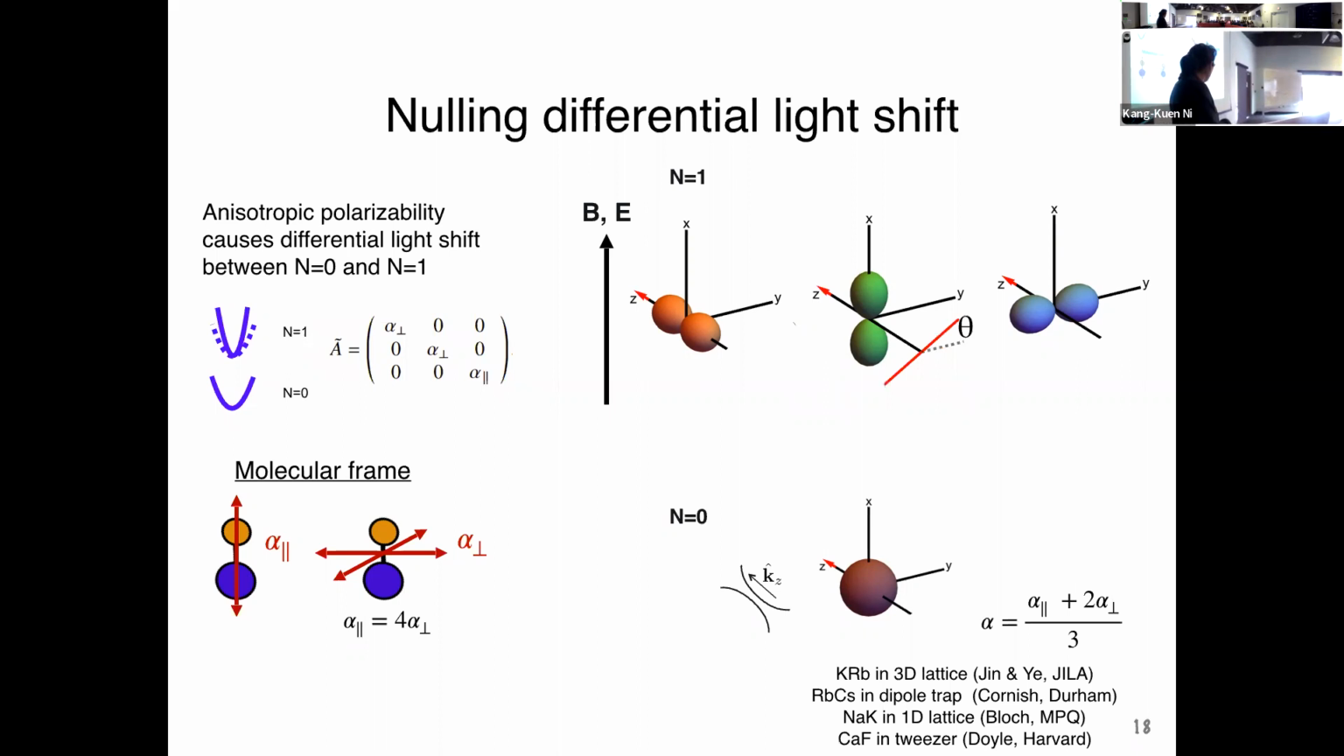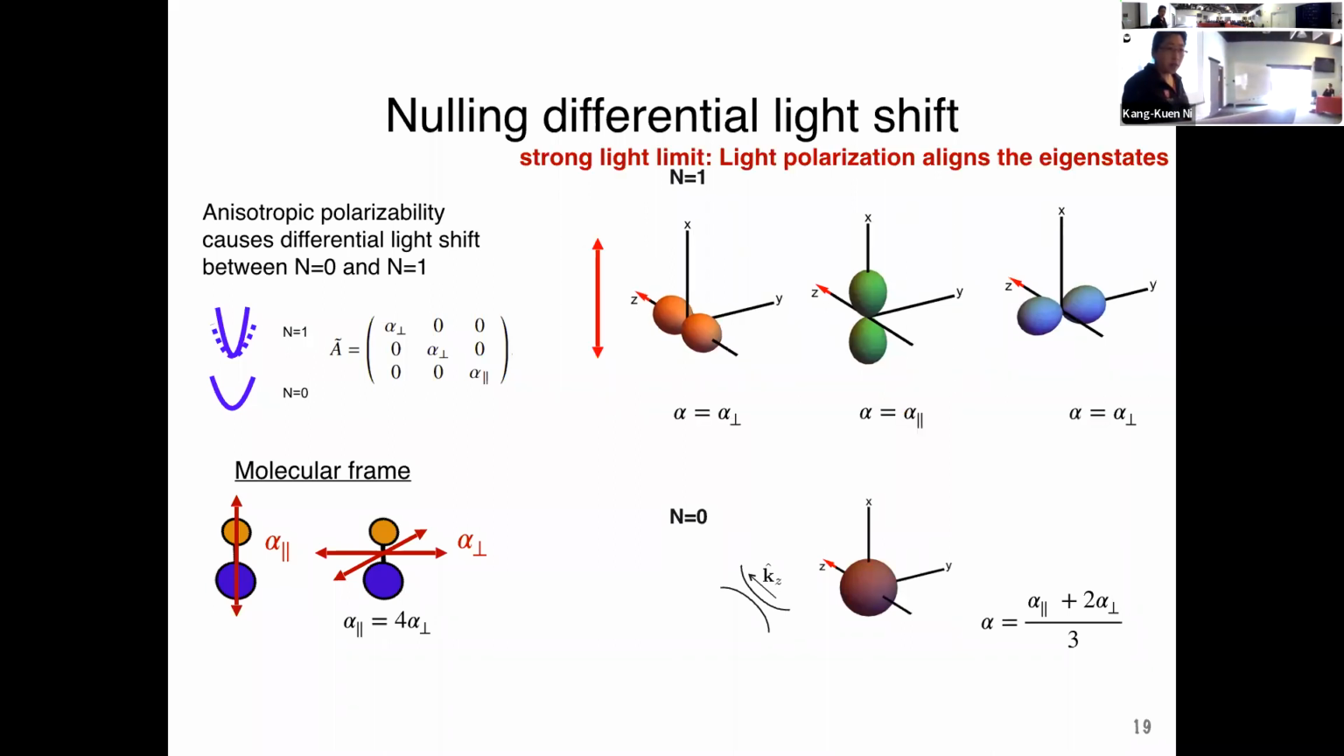And most of the work in prior cases chose the quantization axis to be at an angle such that you had just the right mix between the parallel and the perpendicular direction. So that when you make a transition, this is the magic angle that allows you to have the same polarizability and therefore null out these differential shifts. Okay, but in the strong light limit, not so strong like a pulsed laser, but strong in terms of it becoming the quantization axis.